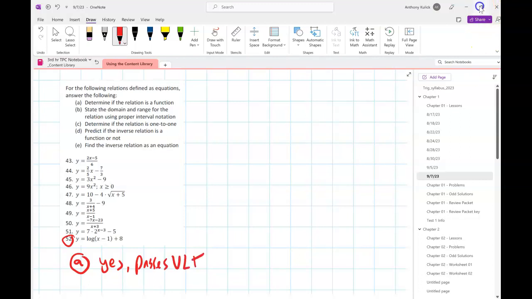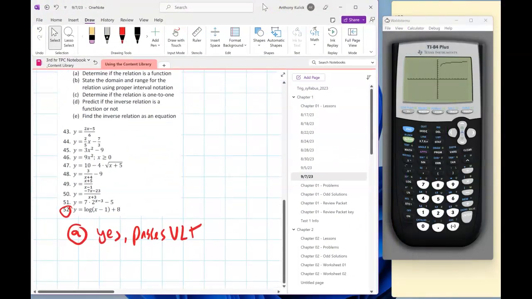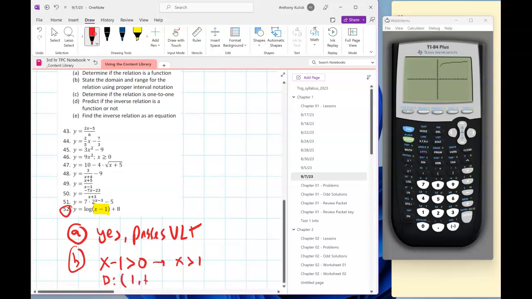Let me do this so I can look at that calculator at the same time. Part B says to state the domain and range. Well, I remember from my Algebra 2 class that whatever we're taking the logarithm of has to be positive. So if I add 1 to both sides, I know that x is greater than 1. So my domain is just going to be 1 with a parenthesis to positive infinity. Is that okay?